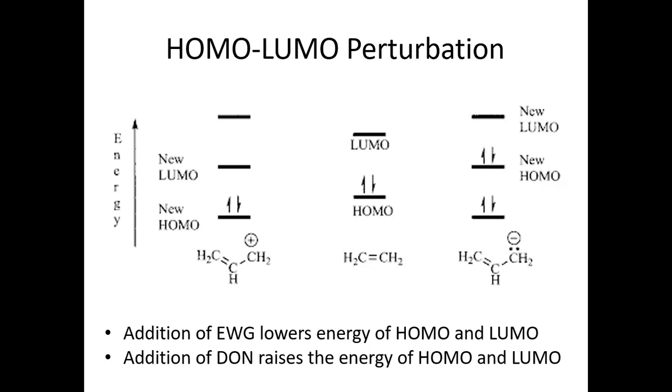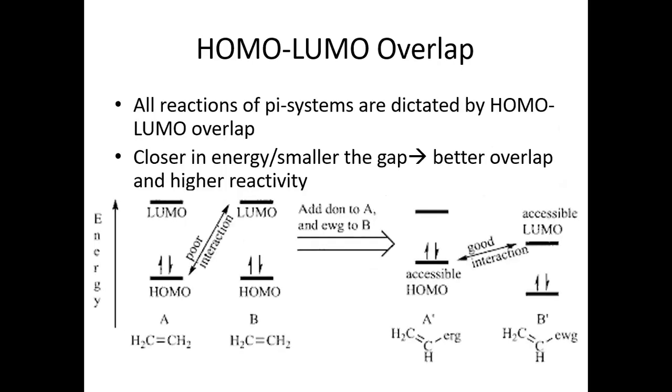All right. So that concept of perturbation also helps me to understand reactivity. It helps me to understand why a pi system that has an electron withdrawing group attached reacts faster than one that doesn't, or, if the pi system is acting as a nucleophile, why it reacts faster if a donor is attached, as opposed to one that doesn't have a donor. So this is basically helping us to understand the reactions of pi systems.